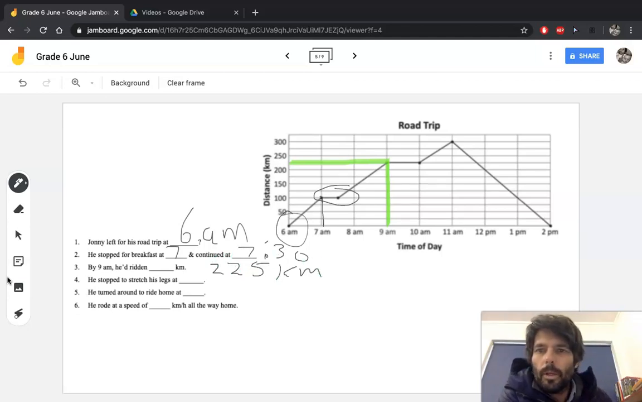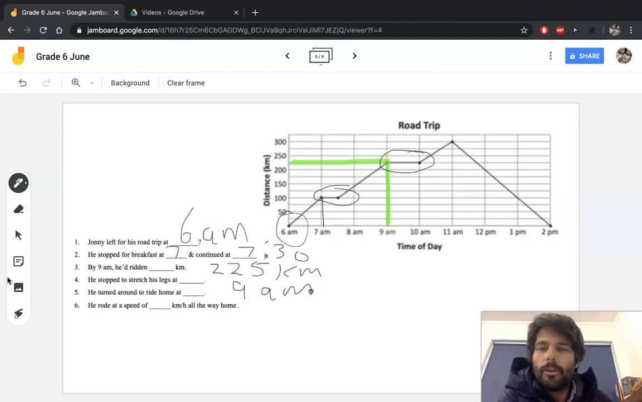Question 4, he stopped to stretch his legs at what time? All right, so you can see here at 9 a.m. he stopped for an hour. All right? So that question's answer is 9 a.m.